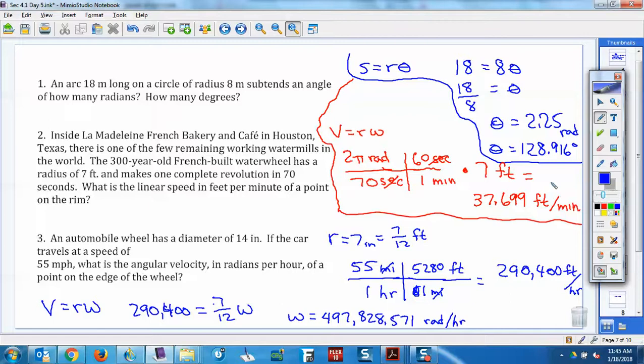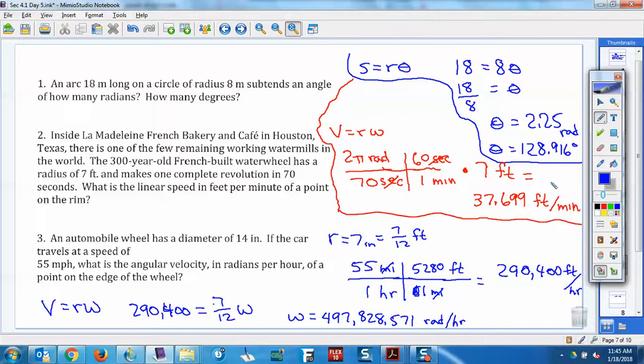So I went to feet. I guess I didn't go to inches. I went ahead and changed the 7 inches to feet. So 7 inches would be 7/12 of a foot. I could have done that right here, canceling out feet and inches, right? I could have said 1 foot down here is 12 inches. But I went ahead and changed the radius to feet, and miles per hour I changed to feet per hour. So I had 290,400 feet per hour. So I put that here.